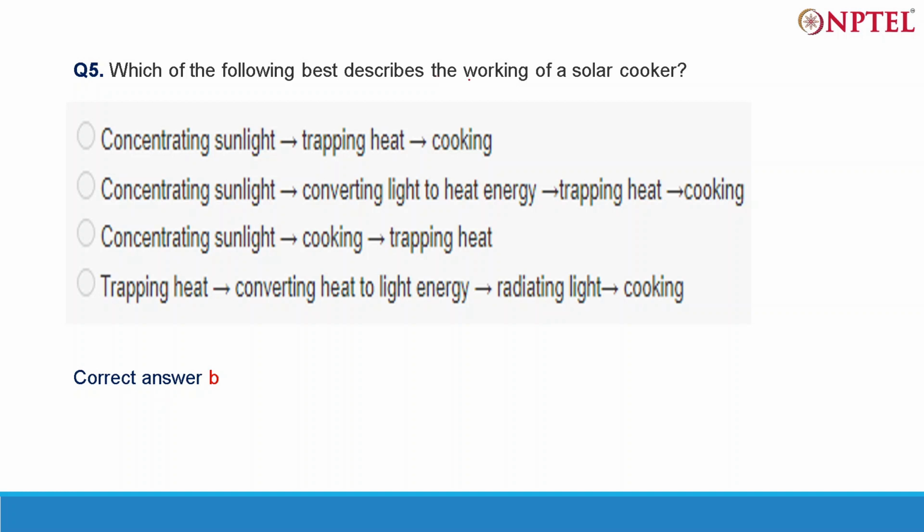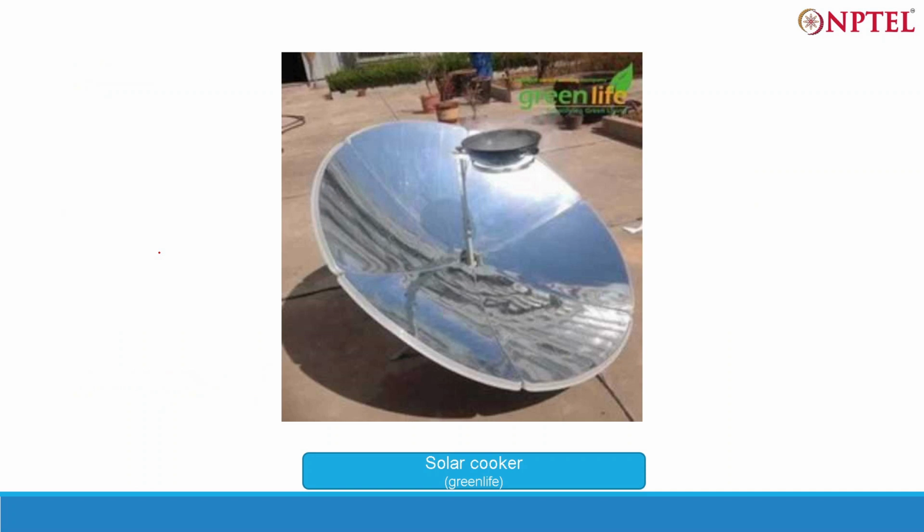Which of the following best describes the working of a solar cooker? So basically in a solar cooker there is concentrated light, which is converted to heat by focusing it on an absorber or collector area. Then trapping of heat is there, then cooking. So basically it's this. Let's see an example also. This is the solar cooker. Light is there, it is reflected, absorbed, trapped, and this is the cooking.